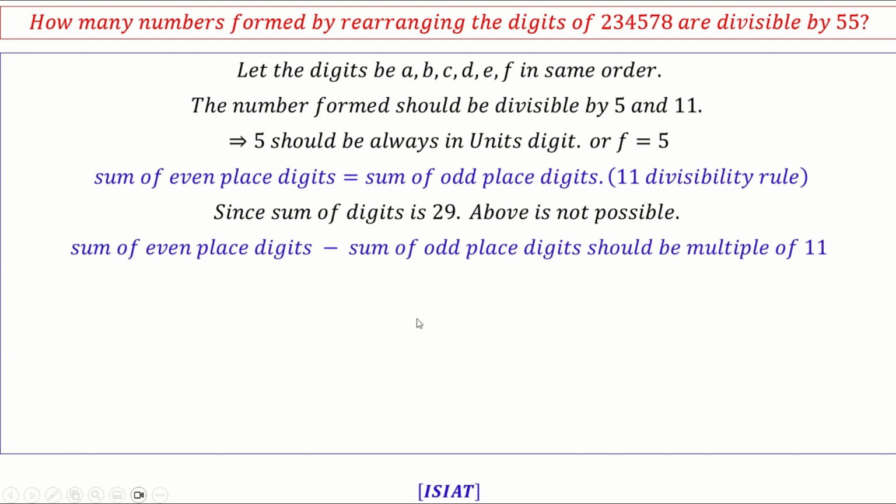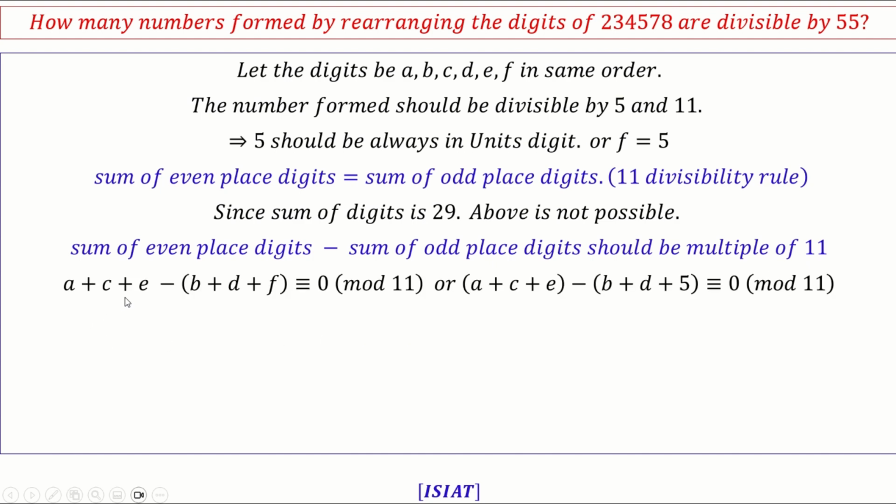You have to check the second rule of 11 divisibility. That is, the sum of even place digits minus the sum of odd place digits should be a multiple of 11. This should be possible. Okay, let's see how it is possible. Let's say (A plus C plus E) minus (B plus D plus F) is congruent to 0 mod 11. F is 5, we already fixed it. So (A plus C plus E) minus (B plus D plus 5) is congruent to 0 mod 11.